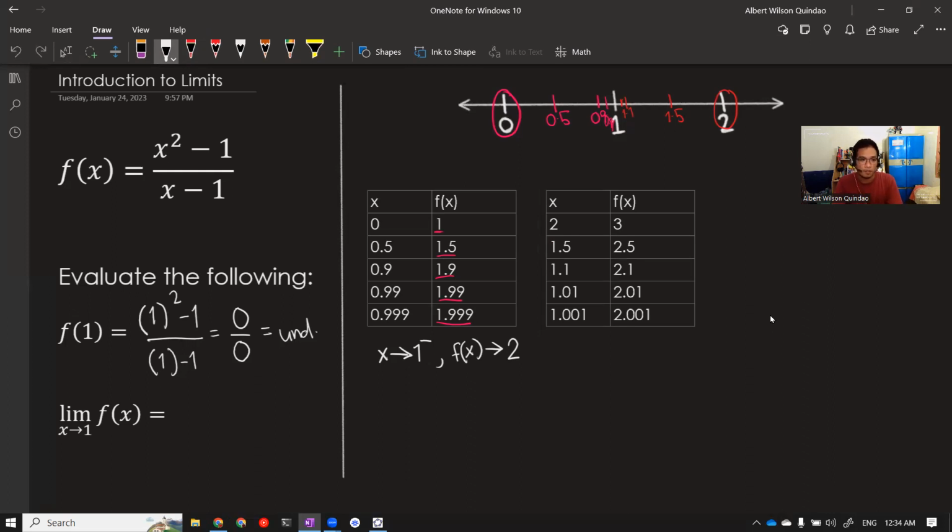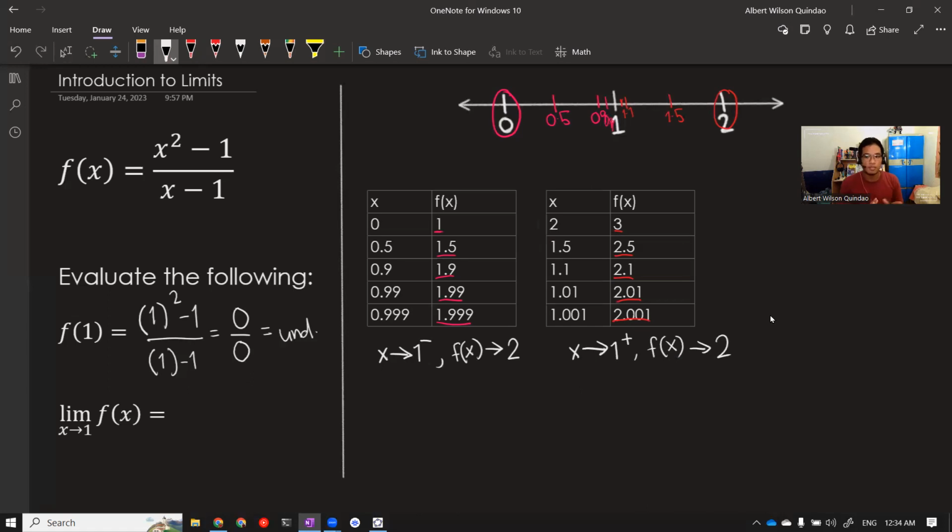And here, kung i-observe natin naman yung mga f of x values, nag-start siya kay 3, kay 2.5, tapos 2.1. So pababa siya ng pababa, pero the idea or the number that it is approaching to is the same doon sa kanina nating observation. So again, as x approaches 1, this time from the positive direction or from the right, it seems like f of x is approaching number 2.